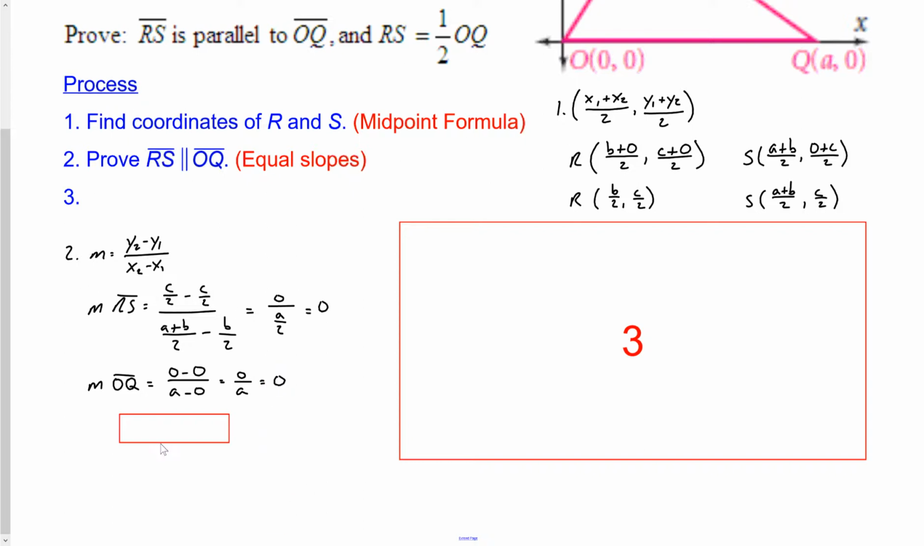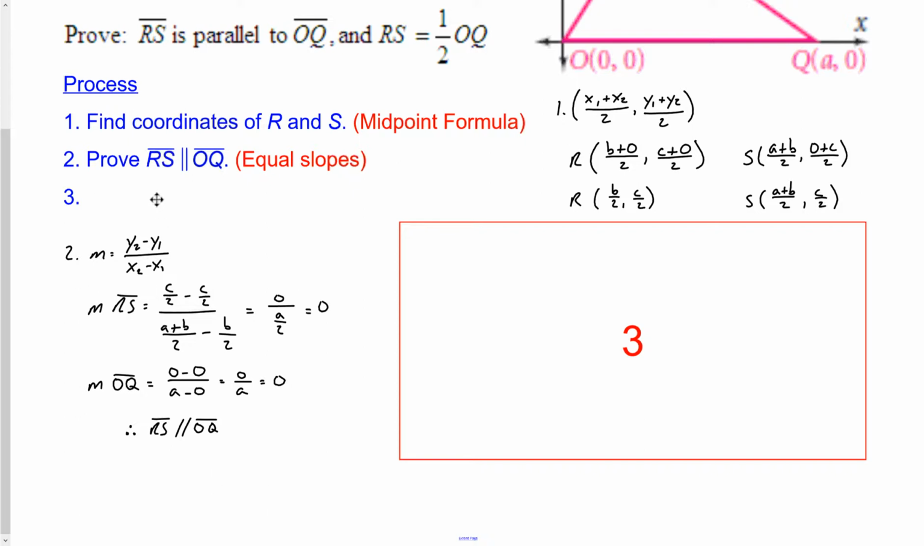Since these are the same, we can make a conclusion. In math, we have this symbol that's 3 dots in a triangle. It stands for the word therefore. So basically, it signifies that you're making a conclusion. Since we have these equal slopes, therefore we can say that segment RS is parallel to segment OQ. And we've actually proven the first part of the triangle midsegment theorem.